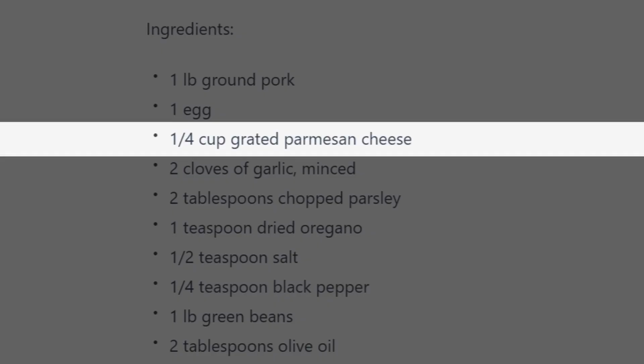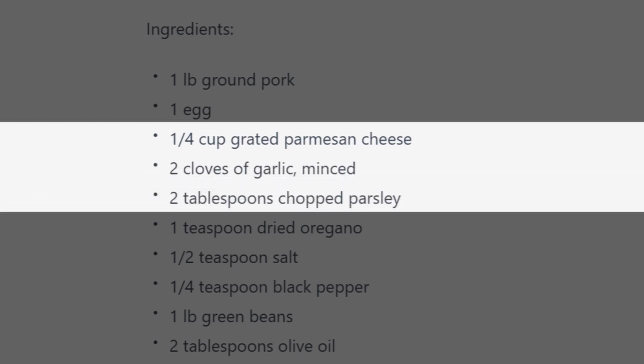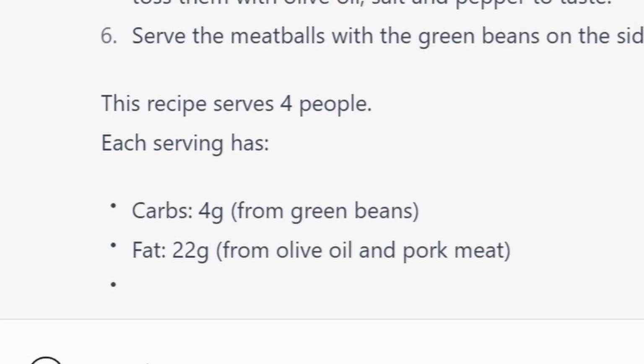And I understand this is someone starting off and saying, well, I don't know what to eat. And this recipe, with me looking at it and seeing that there's a 1/4 cup of grated Parmesan cheese, so there's carb in that. Minced garlic, it's not a lot, but there's carb in that. Parsley, it's not a lot, but there's carb in that. Oregano, again, not a lot, but there's carb in that. And then, of course, we have those beans. And in the answer, it says there's 4 grams of carbs from the green beans. What I will say is that maybe it's 5, but it's still well below the 10 that I asked it to make the meal for.